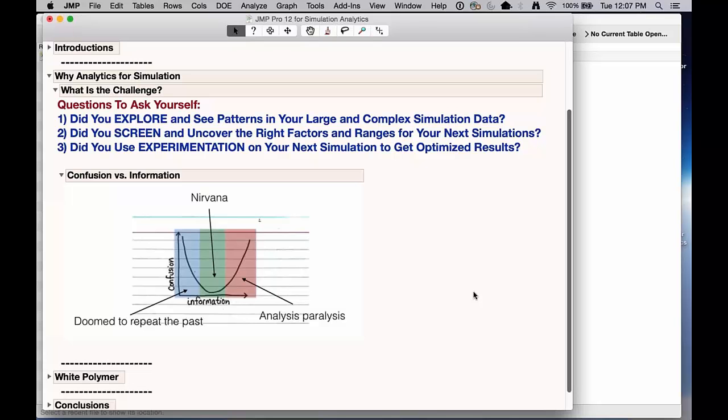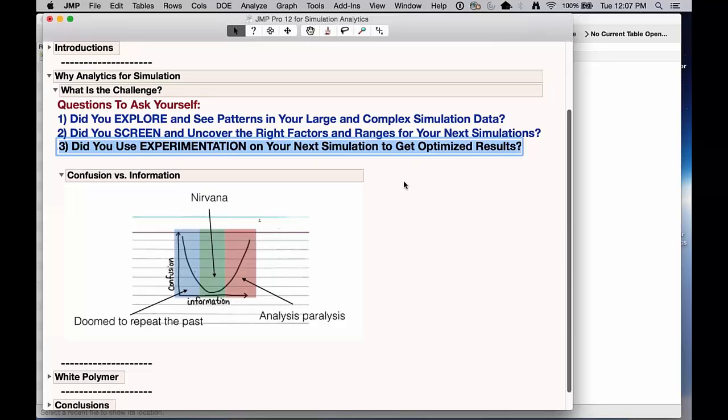I want to actually optimize and get finer answers over time so I can really hone in on what's important, so I can make decisions in my process or in my design. So that's the screening part. And last but not least, are you actually taking advantage of experimentation?